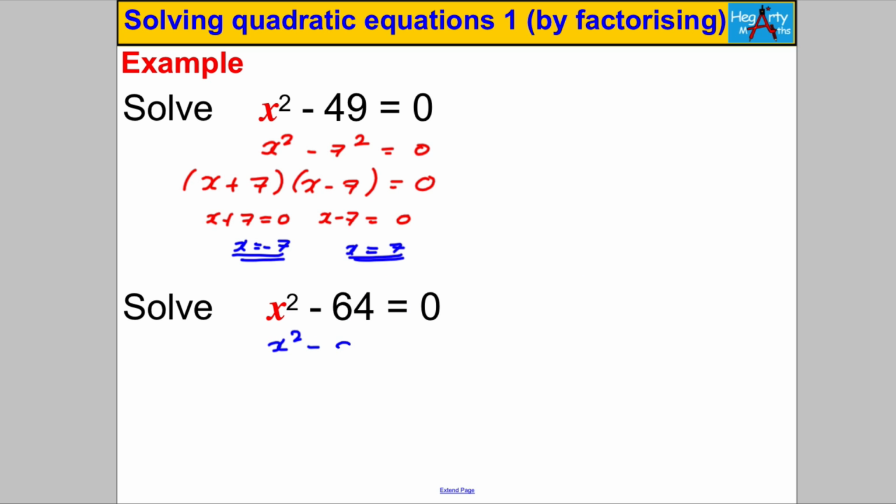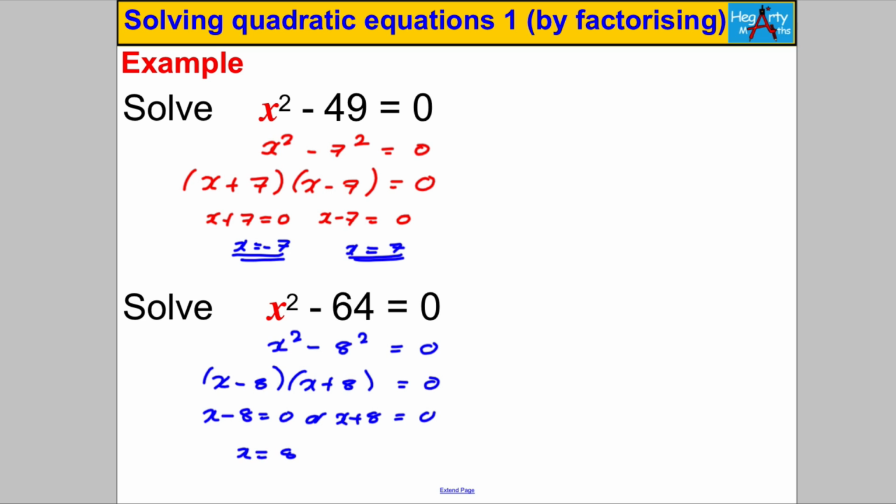Same thing here. This is x squared subtract 8 squared is 0. We know how difference of two squares factorize. X subtract 8, x plus 8 is 0. So therefore either the first expression is 0 or the second expression is 0. In this case, I get x is 8 as an answer, or in this case, I get x is -8 as an answer. So underline those, and there your answer's done.